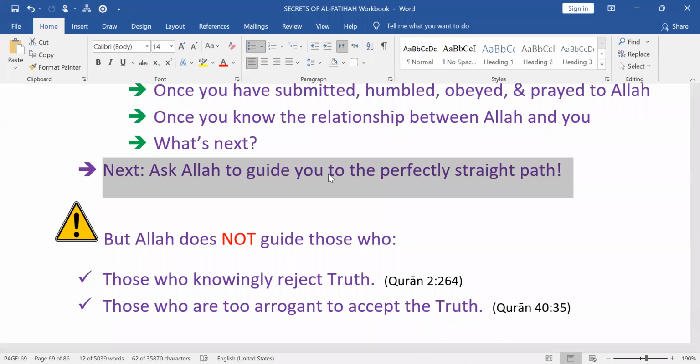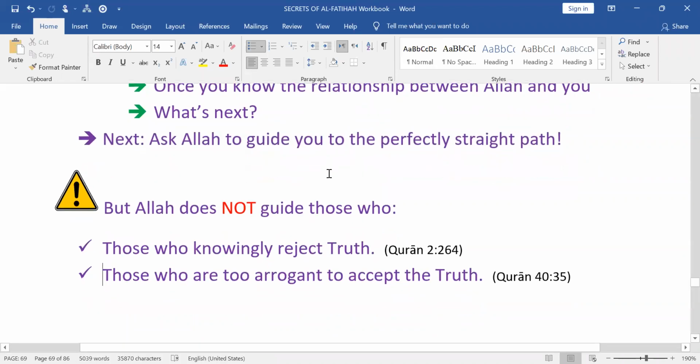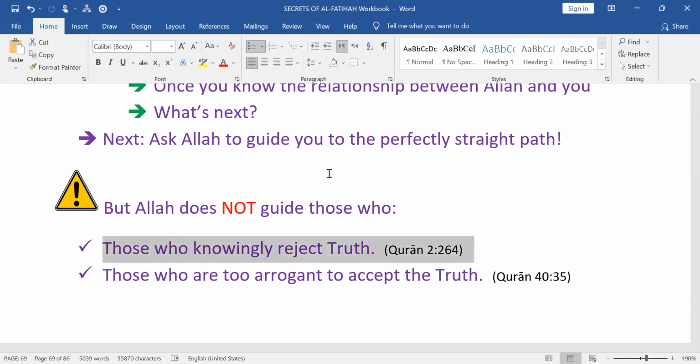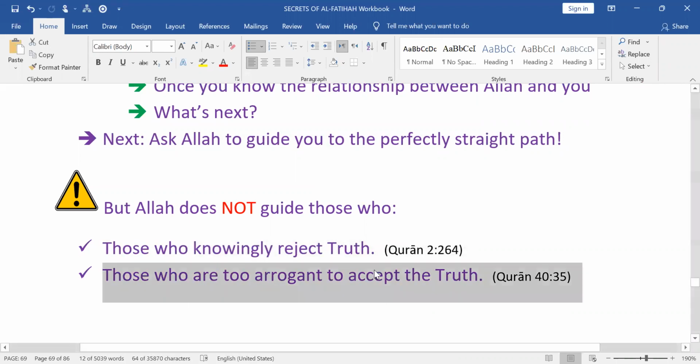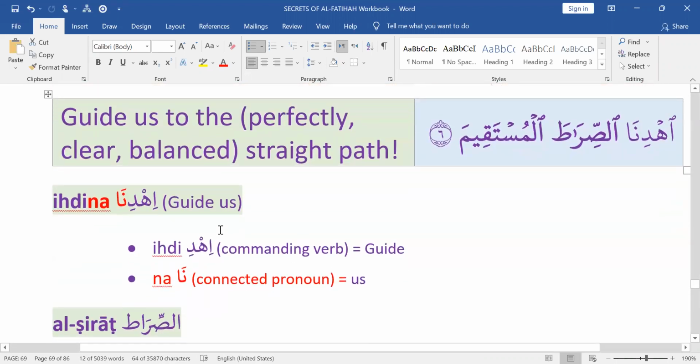Ask Allah to guide you to the perfectly straight or clear path. But here's the catch. Not so much of a catch, but here's a warning. Allah does not guide those who are knowingly rejecting the truth, or too arrogant to accept the truth. Now let's break down word by word.